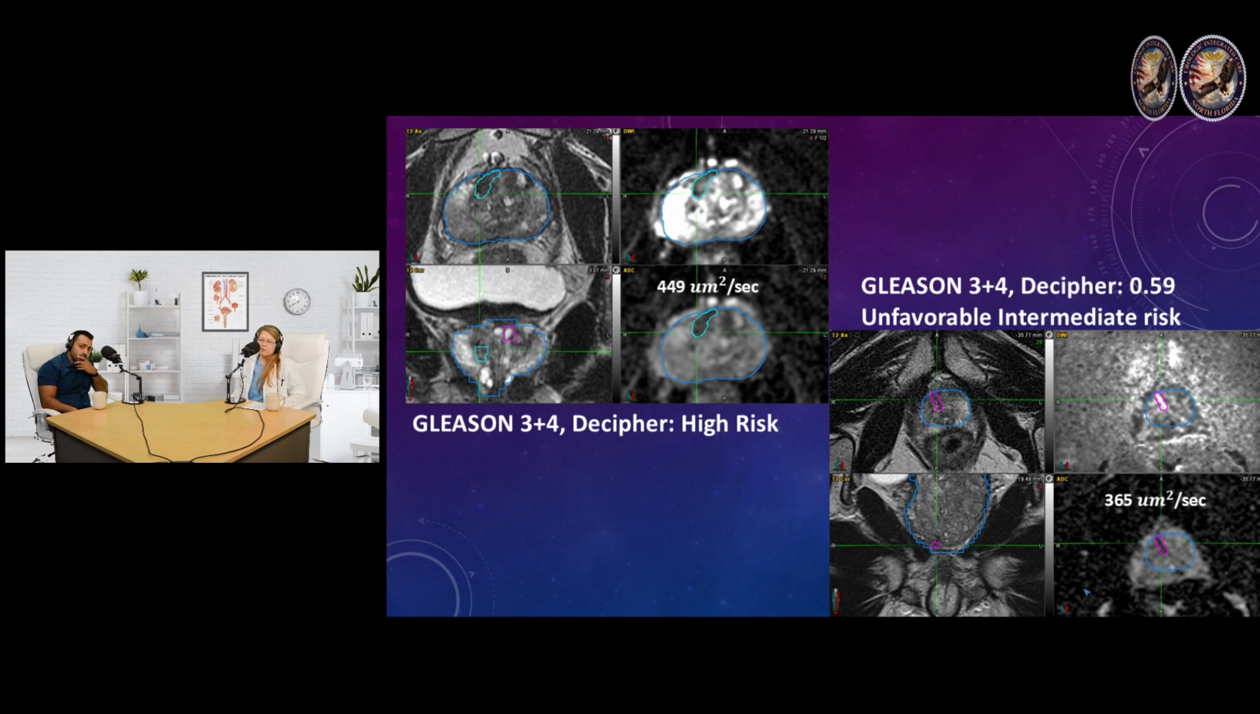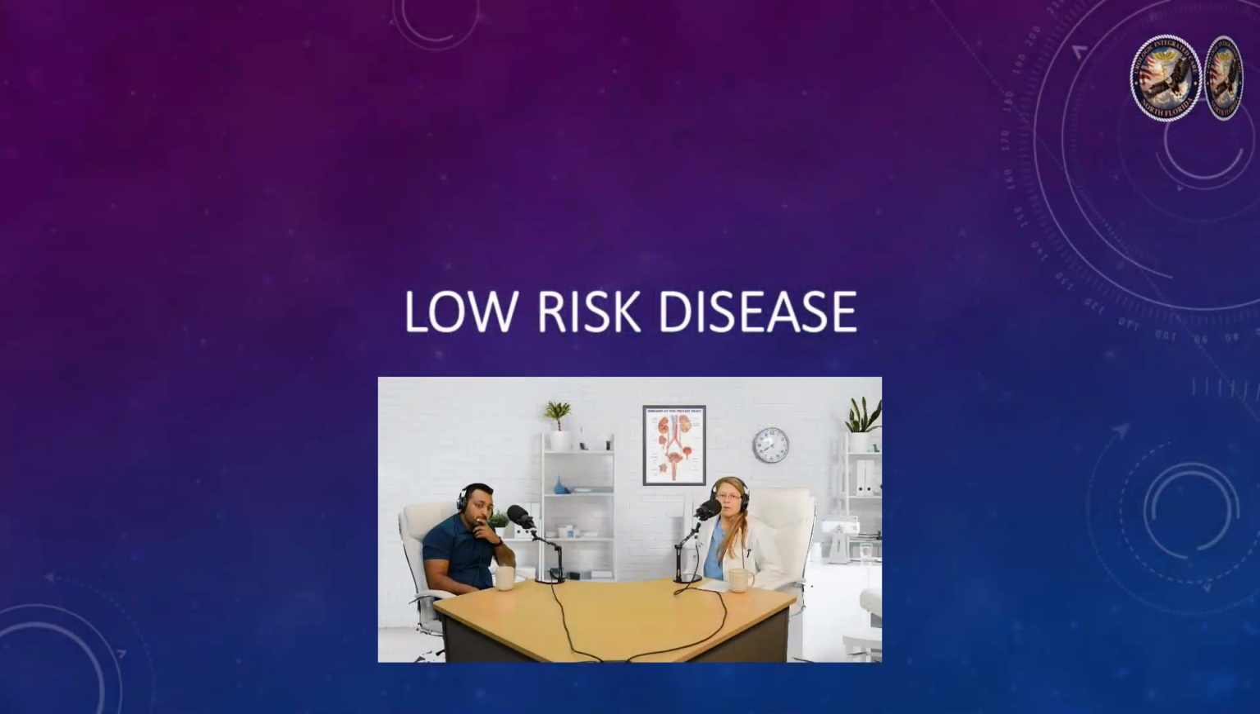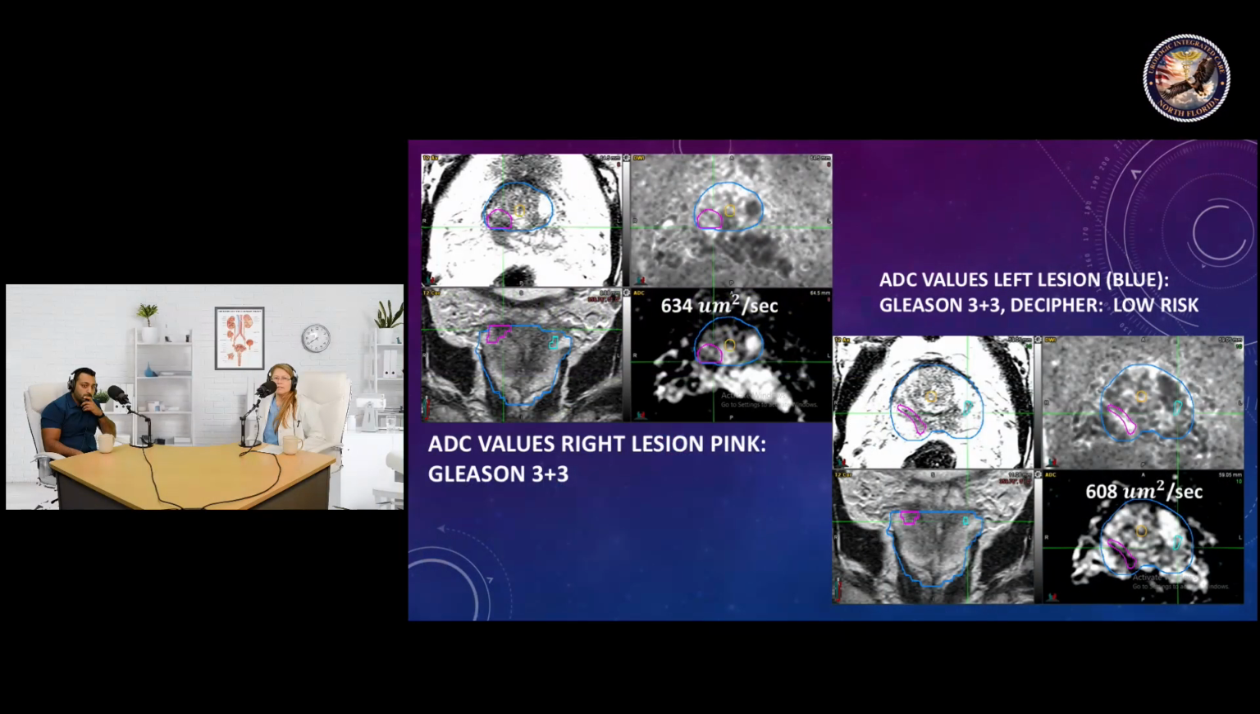It's very small, but we found those ADC values, 365 micrometers squared per second. As you can see, it's a very small tumor, but indeed it was a Gleason 3+4. It's clinically significant. This person had a rising PSA, and that's what tipped us off. We decided to go ahead and do a biopsy, and we found this tumor. Let's go to the next slide. We're going to look at some low risk disease now. Next slide.